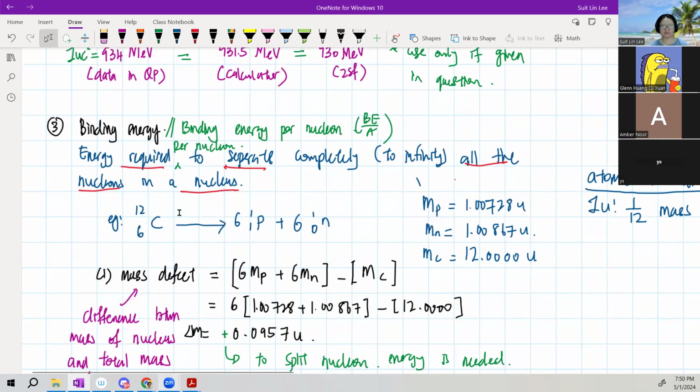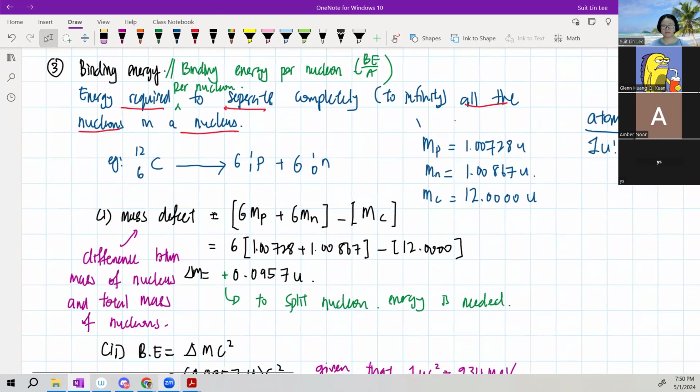So let's say you have a carbon-12. I tear apart the carbon-12 into 6 protons and 6 neutrons and scatter them far away from each other such that they no longer attract or repel each other. So separate them completely. We can calculate this by just finding the difference in mass. So we sum up the mass of the nucleons minus the initial mass of carbon. And then I realized that it is positive, meaning the mass of these 12 things is slightly more than the mass of carbon-12 itself.